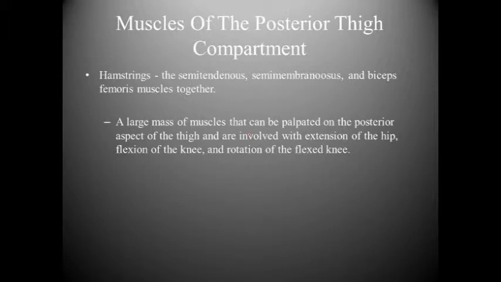That brings us to the muscles of the posterior thigh compartment. We've all heard of these, the hamstrings. This includes the semitendinosus, semimembranosus, and the biceps femoris muscles all combined together, which is collectively known as the hamstrings. What you need to know about the hamstrings is that they are a large mass of muscles that can be palpated on the posterior aspect of the thigh and are involved with extension of the hip, flexion of the knee, and rotation of the flexed knee. All of these work together to perform some very vital functions of the leg.